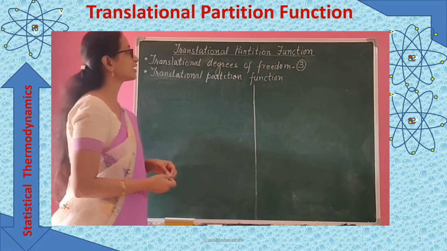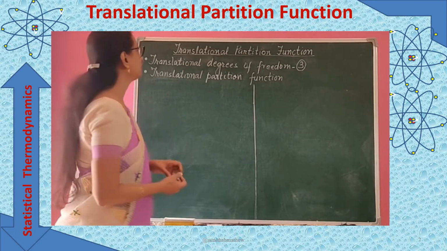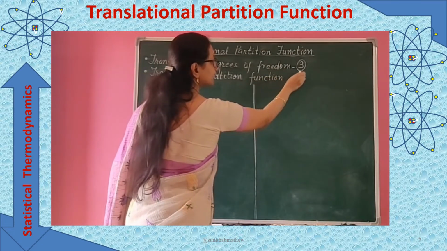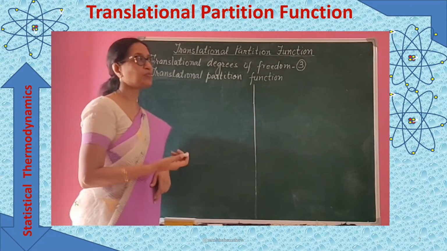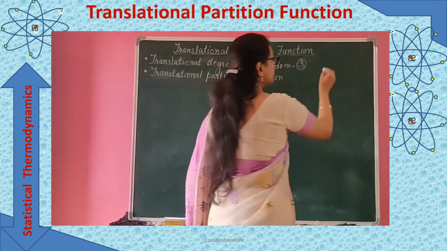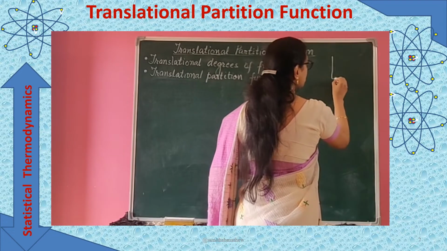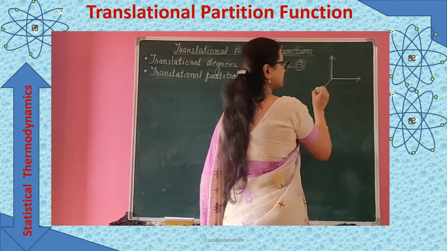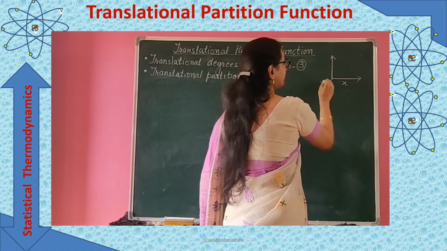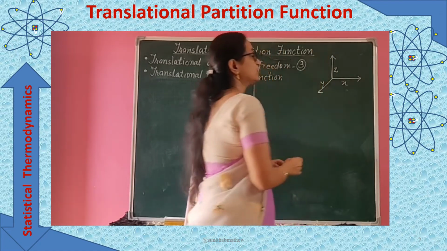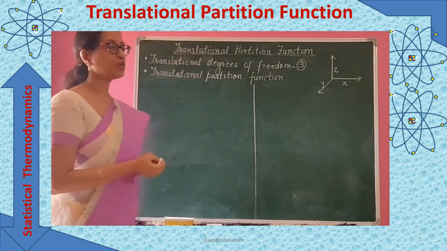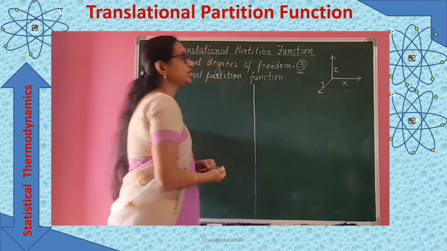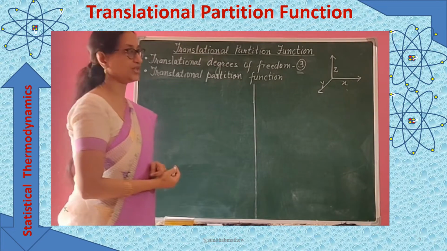Let's start with translational partition function. We have seen that translational degree of freedom is 3, whether it is atom or molecule. This is because translation motion can be along the 3 principal axes x, y or z. So whether it is atom or molecule, in both the cases we have translational degree of freedom as 3.